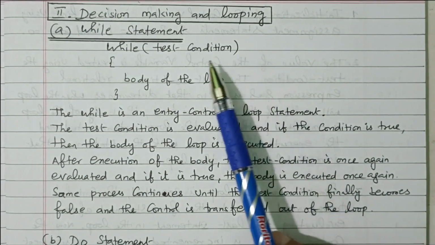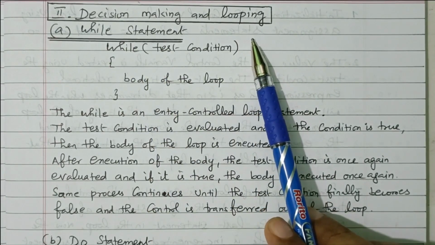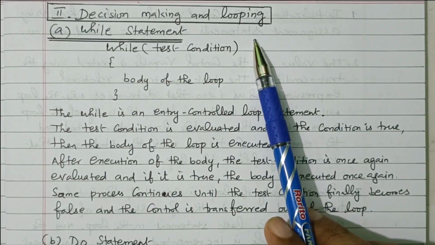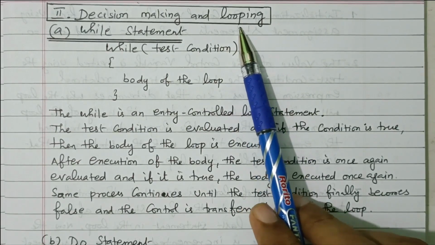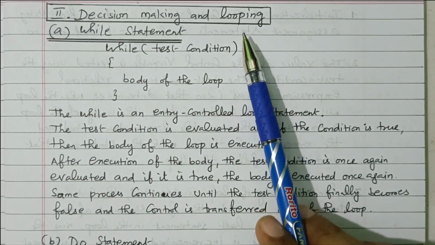Now we'll go to the topic, decision making and looping. There are three types available: while statement, do statement and for statement. These three are the decision making and looping statements. After taking the decision, it is executed repeatedly. That's why it's called looping. Looping means the given statements are executed repeatedly.